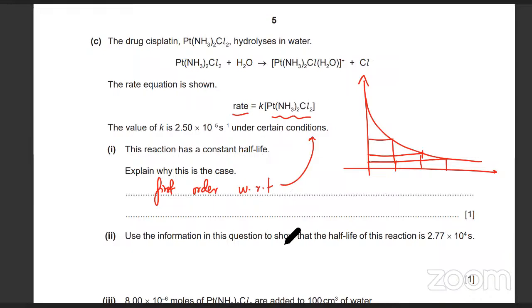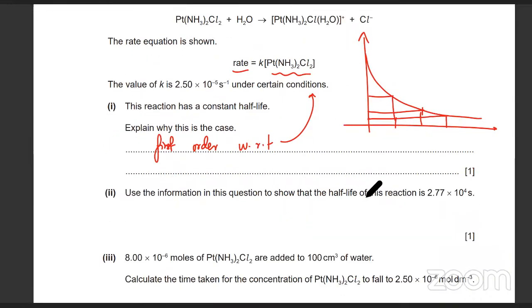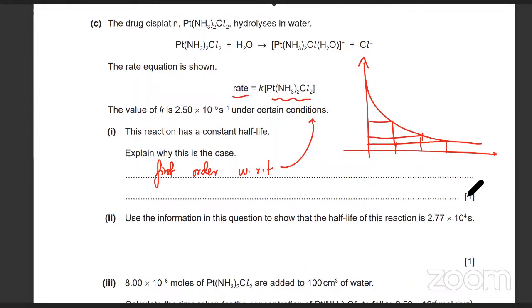The reaction will slow down eventually. Now use the information in the question to show that the half-life of this reaction is 2.77 times 10 power 4 seconds. So how do you figure out the half-life? Anyone, any idea? How do you figure out the half-life in this case?